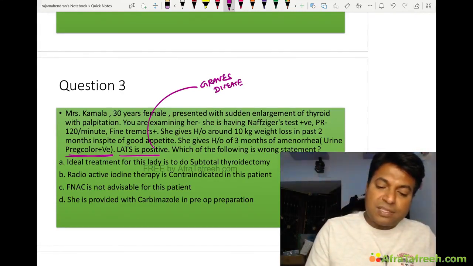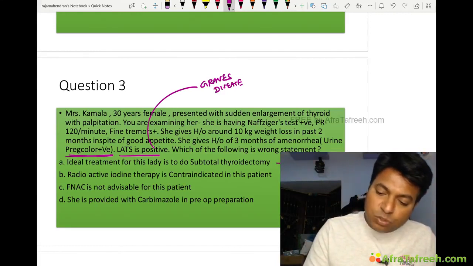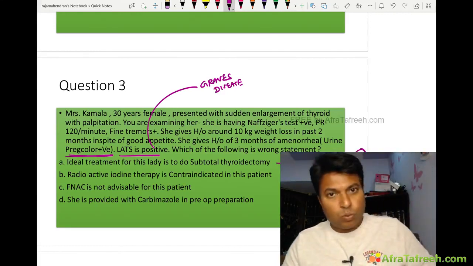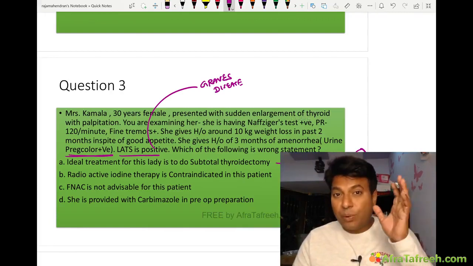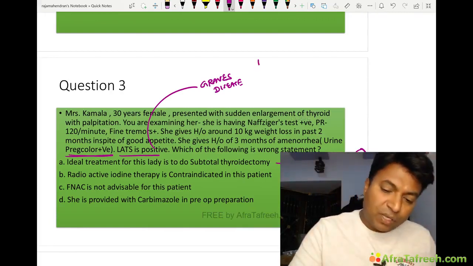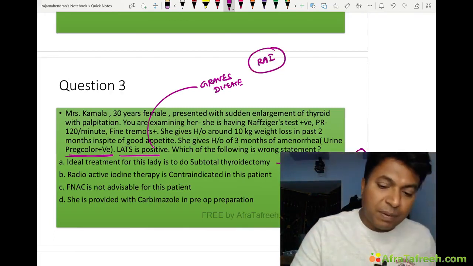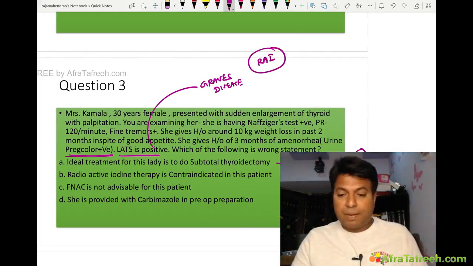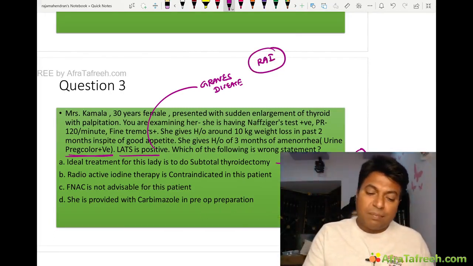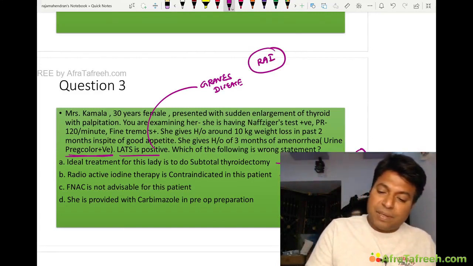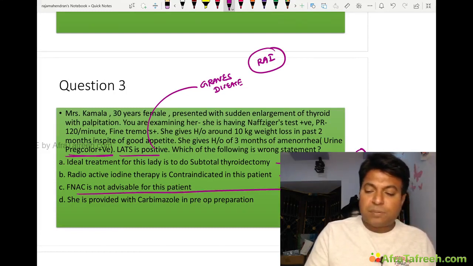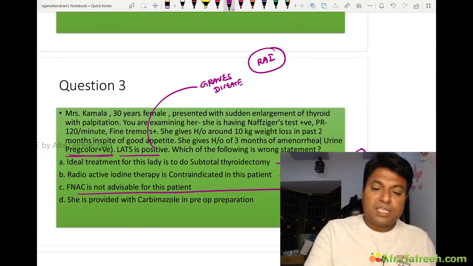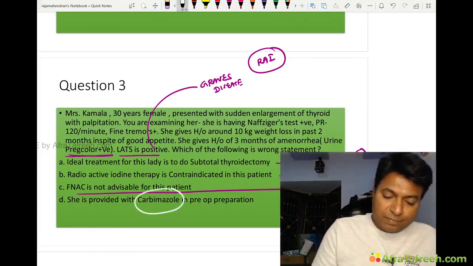Ideal treatment for this lady is subtotal thyroidectomy, true. Patient is pregnant, so I cannot use radioactive iodine at this point of time. Radioactive iodine is the drug of choice, but I cannot use it because she is pregnant. So I have to go for thyroidectomy, true. Radioactive iodine therapy is contraindicated in this patient, true. FNAC is not useful for this patient, that is also true.